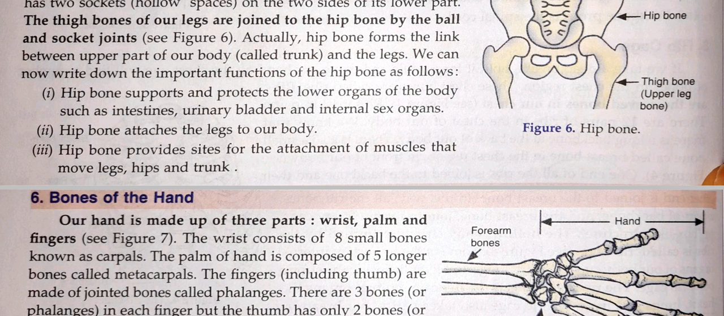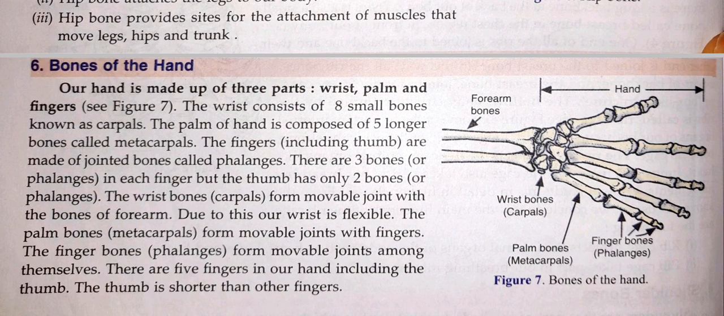Now, bones of the hand. Our hand is made up of three parts: wrist, palm and the fingers. See such a nice figure of your hand. It is given as bones of the hand. There is no confusion. If you keep this figure in your mind, you can write at least 6 or 7 lines about the bones of the hand.